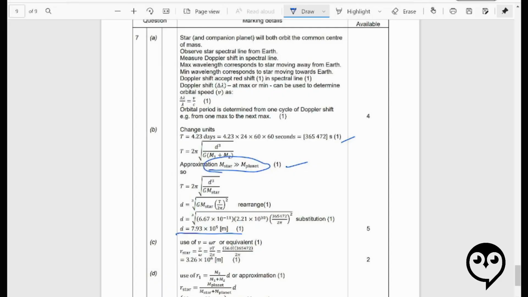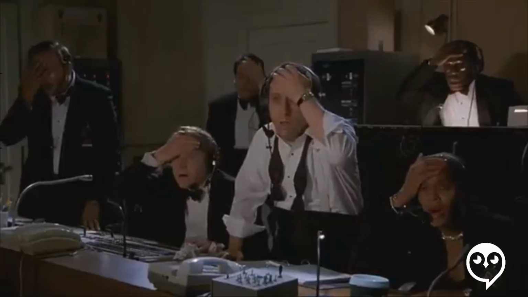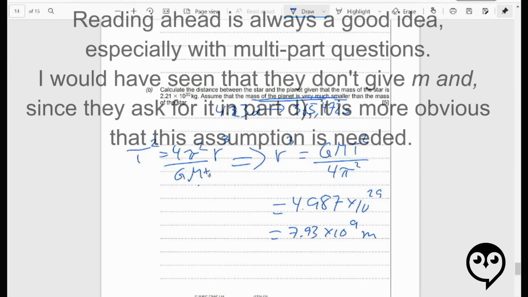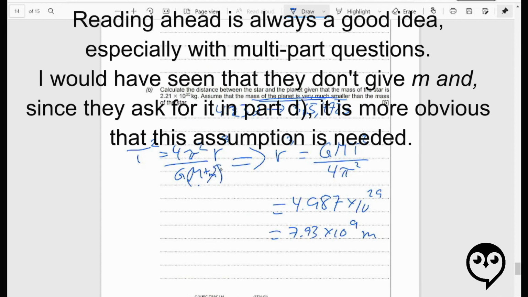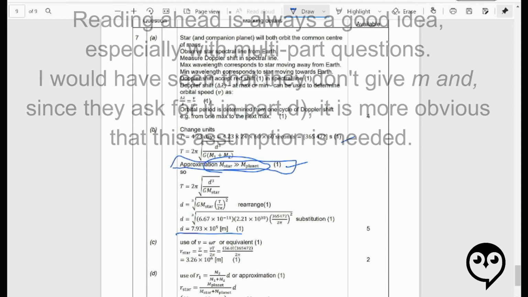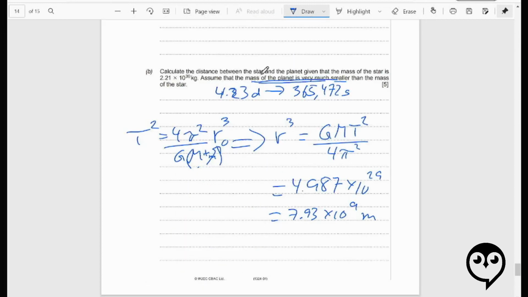Did I get that mark? I only wrote this bit in the formula here. You might be wise to say, hey, it's this, but I know that's going to 0. You could just do that, and I think you get that mark. I think you need to make a note of that. All right? Be wary, please. Okay, and then, yeah, rearrange, substitute, get your answer. Good. We found the distance between the star and the planet.